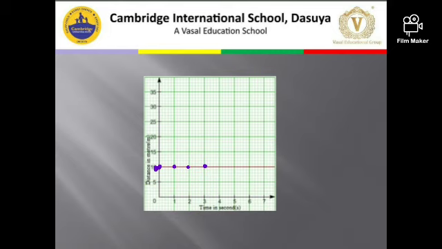It is at rest. So in this case, if you have to draw the stationary graph, your line will be parallel to the time axis. Whenever you have a distance time graph where the line is parallel to the time axis, it means the body is at rest or the body is stationary.